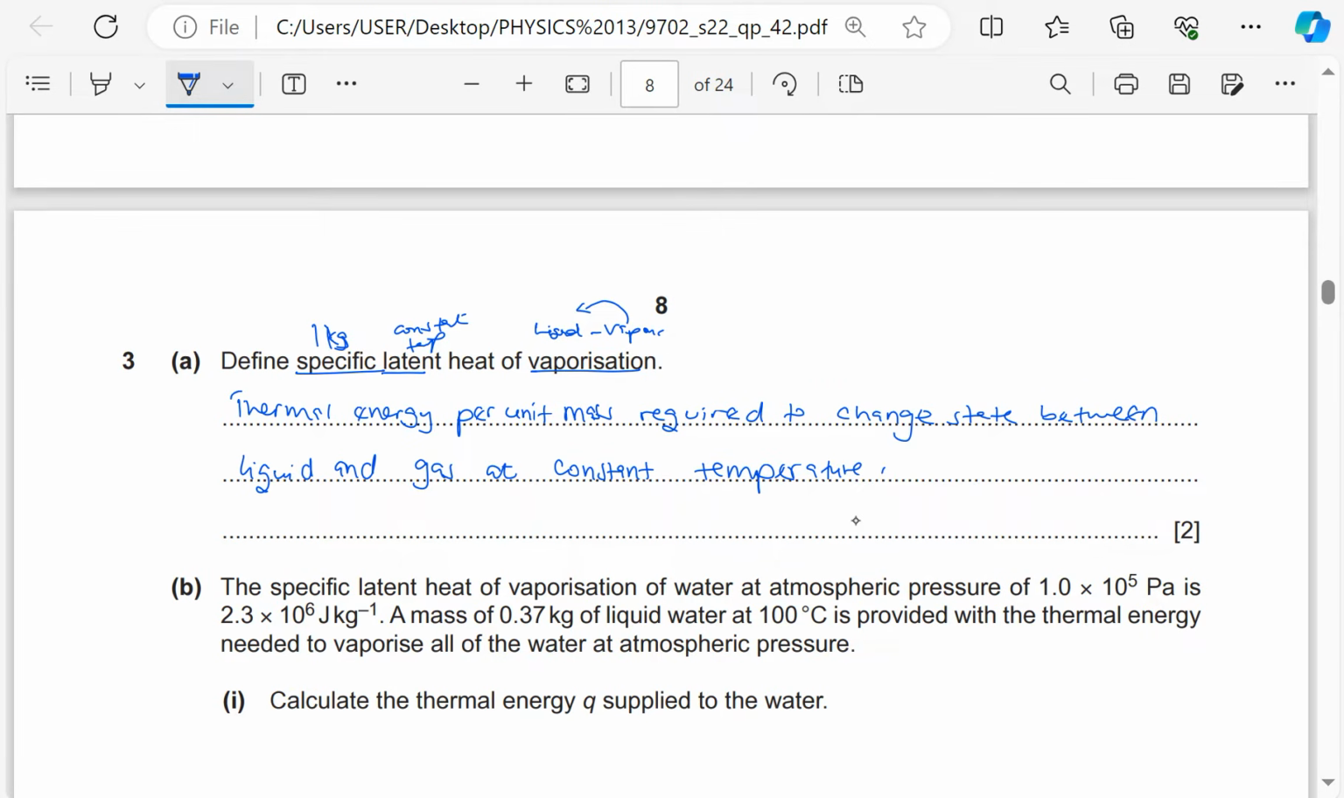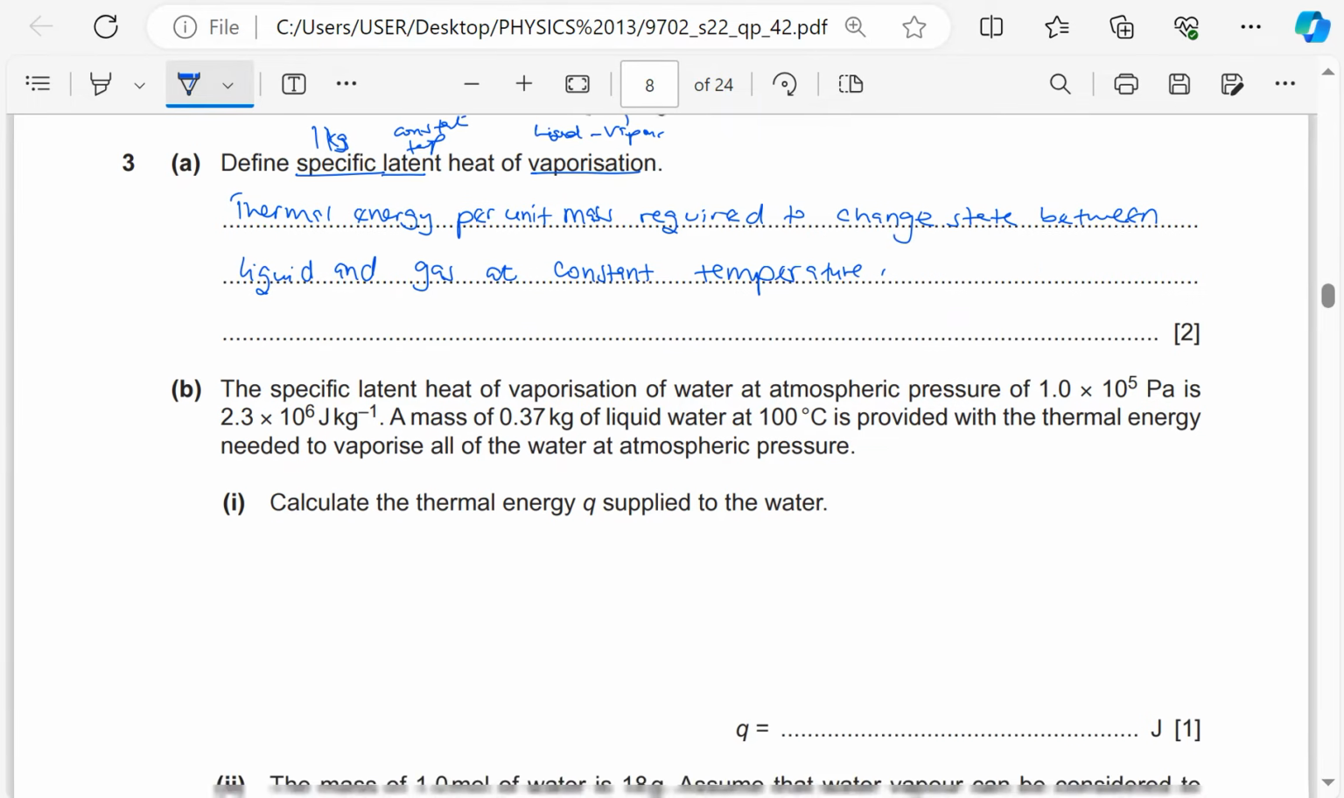So thermal energy per unit mass required to change state between liquid and gas at constant temperature. That is what we call the specific latent heat of vaporization. If it is specific latent heat of fusion, it will be thermal energy per unit mass required to change the state between solid and liquid, but still at constant temperature, because latent means there is no change in temperature.